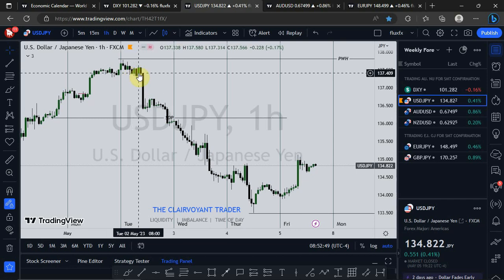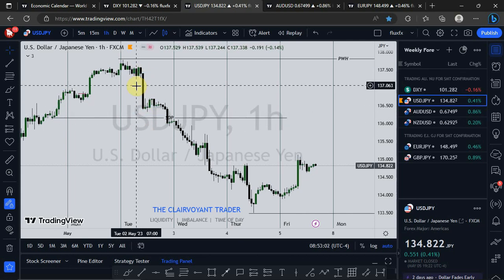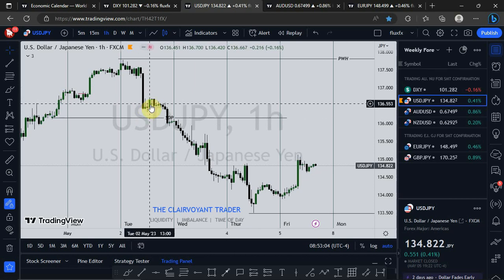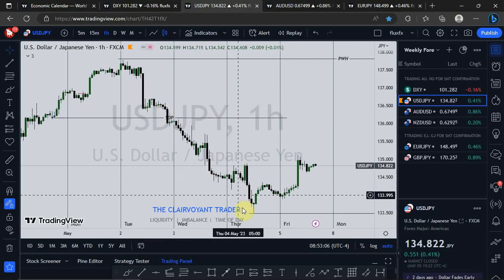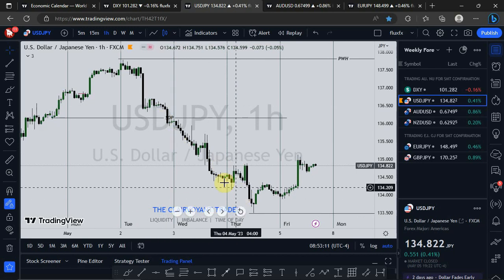And what you do in a premium condition is you sell, or you look for selling opportunities. So look at how price reacted. It gave us this heavy impulse move to the downside. Then from there, you saw a little bit of retracement, then you saw price moving to the downside. You see how nice this price action gave us.